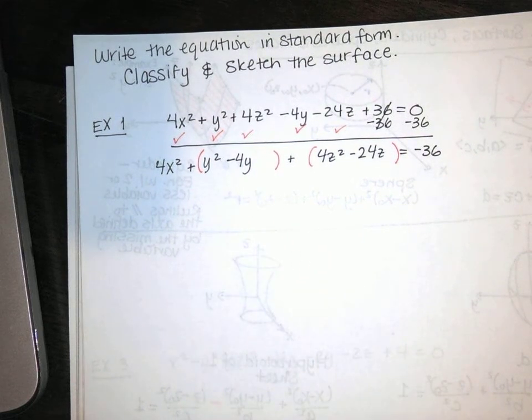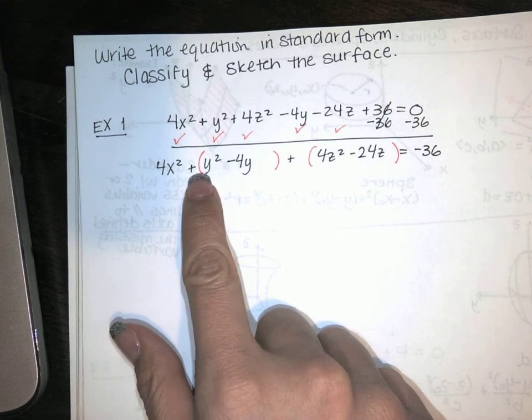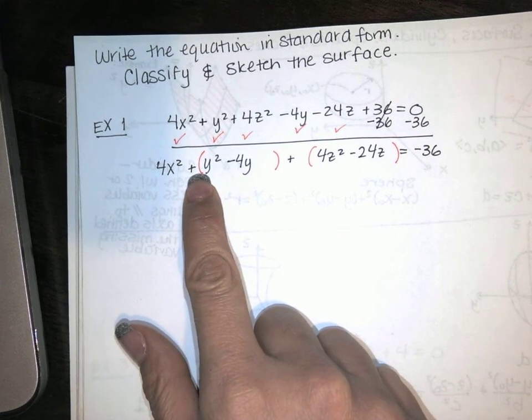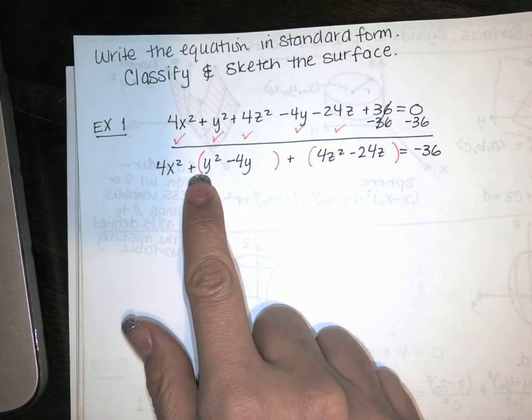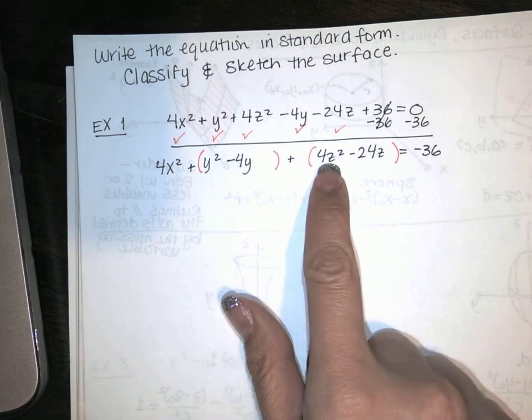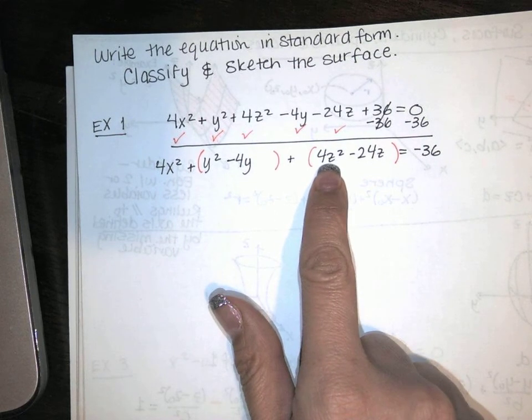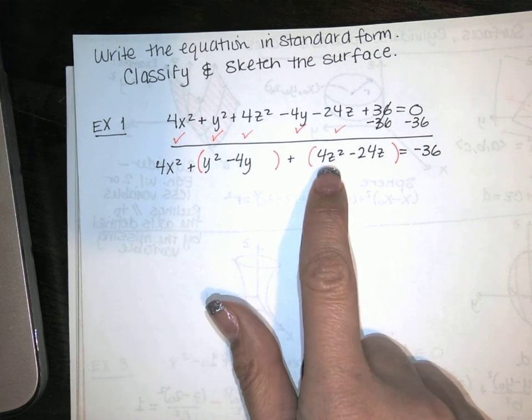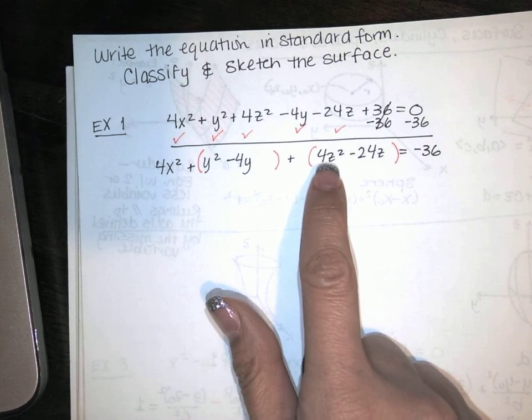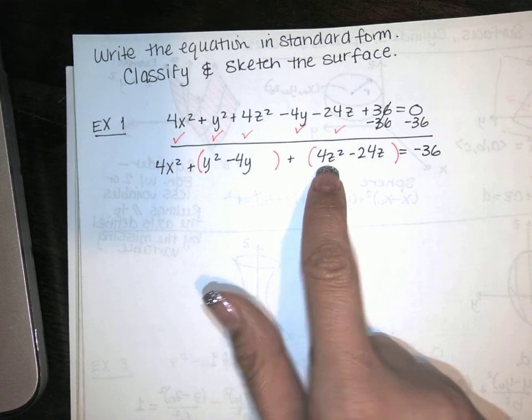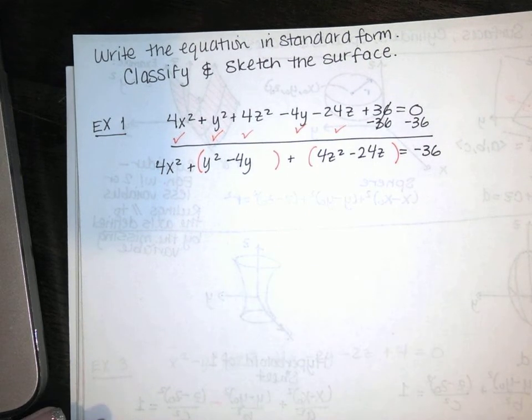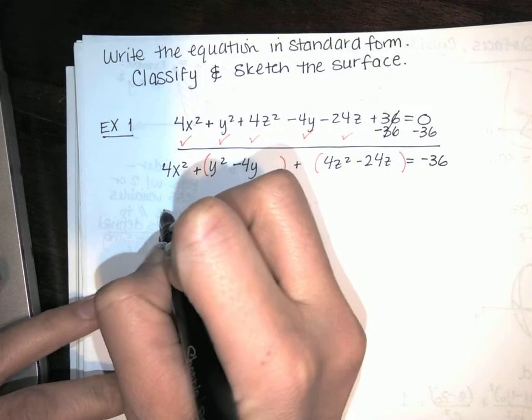Now in order to complete the square, we need the coefficient in front of our squared variable to be a 1. We already have a 1 in front of the y squared, so that's great. That works out. But we don't have a 1 in front of this z squared. We need a 1 there. So to get rid of the 4, we're going to factor out a 4, not just from this guy, but from both of these two. So we'll factor out the 4 from that group.